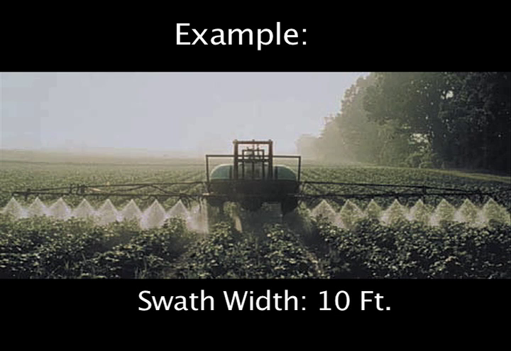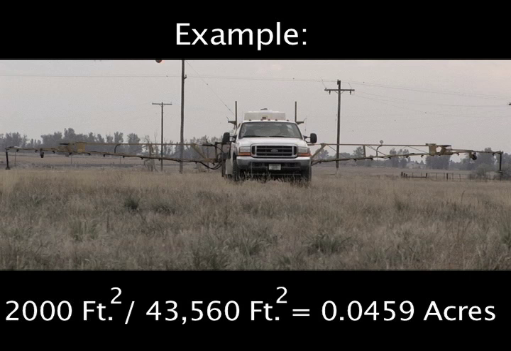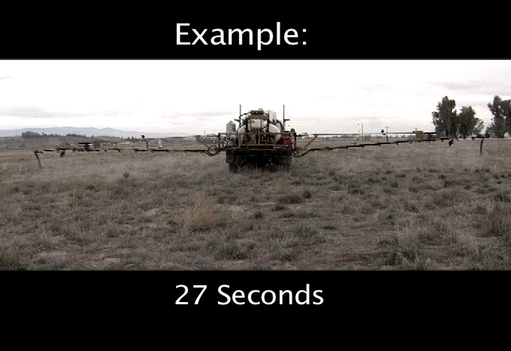For this example, suppose we have a swath width of 10 feet. Multiply 10 feet times 200 feet for the length of your test strip. The area is 2,000 square feet. To determine the acreage of the test strip, divide 2,000 by 43,560. This gives us an acreage of 0.0459. Driving the 200-foot course takes us 27 seconds.